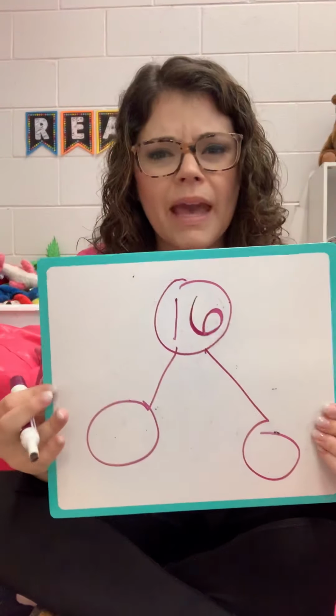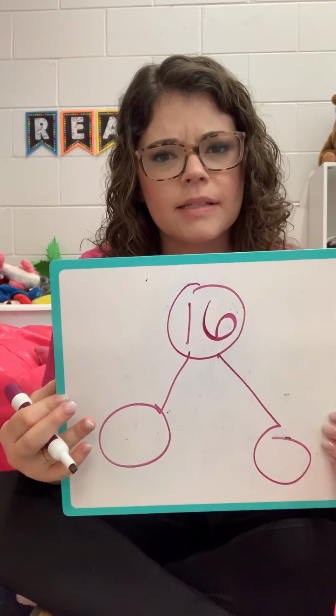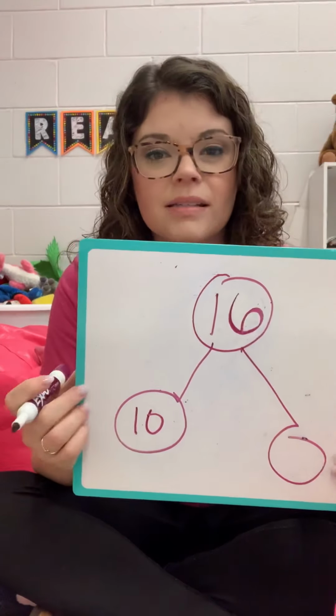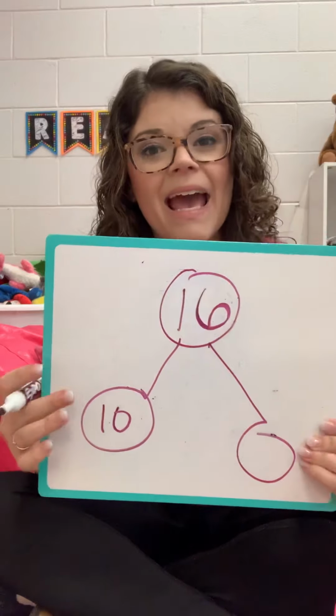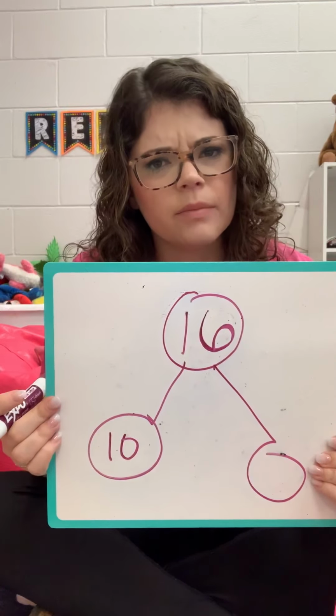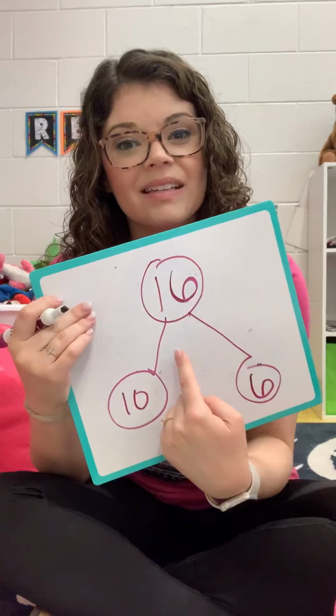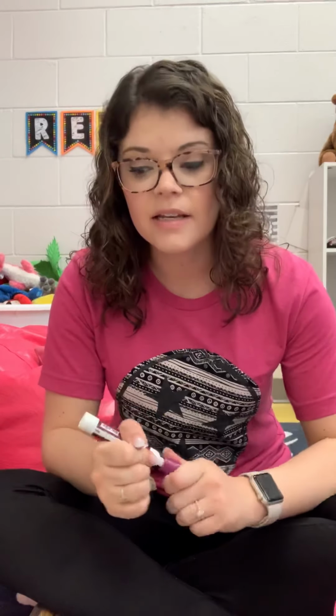I'm going to do the number 16. How many groups of 10 do we have in the number 16? You're right, only 1. So I'm going to write 10 right there because I only have 1 group of 10. How many extra ones do I have in the number 16? You're correct, 6. So now we know that 10 and 6 make 16. If you were ever asked to break apart numbers, especially teen numbers, a number bond is a very cool tool to use to do that.